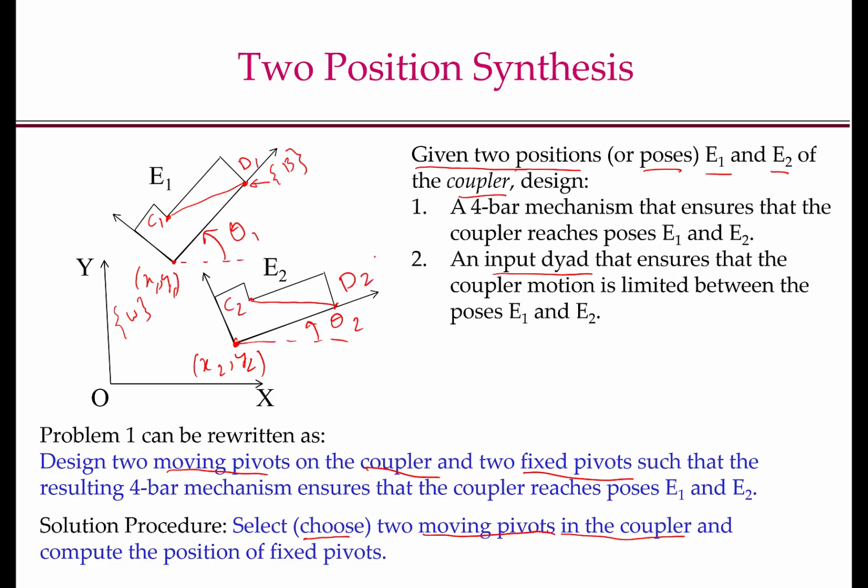Note that since we know x1, y1 and theta1, and we are choosing the points C1 and D1 on the coupler, that basically means we know C1 and D1 in the global frame or in the frame W. Similarly, we know C2 and D2 in the global frame or frame W. And when I say known, I mean you can just calculate it or it will be given to you directly.